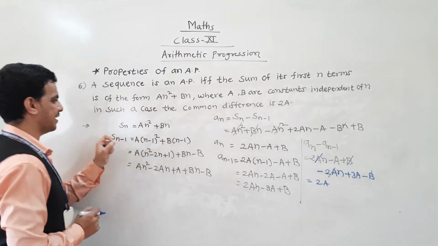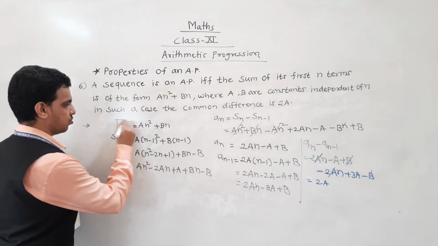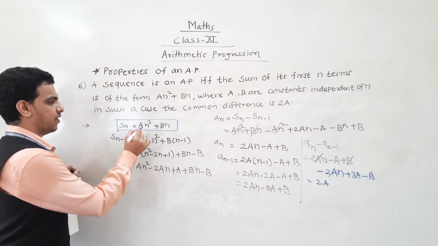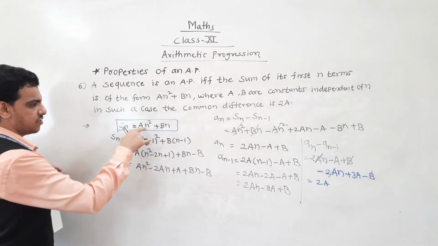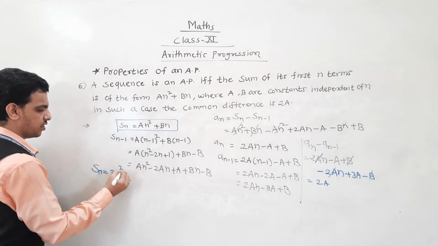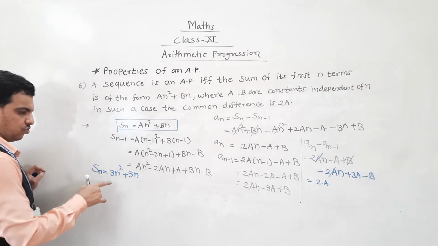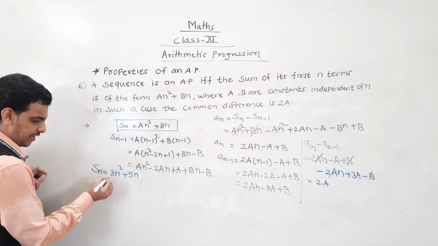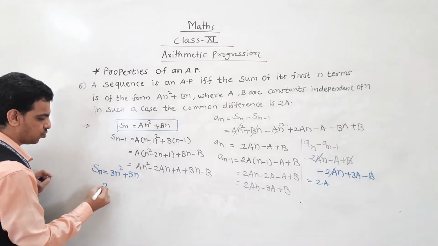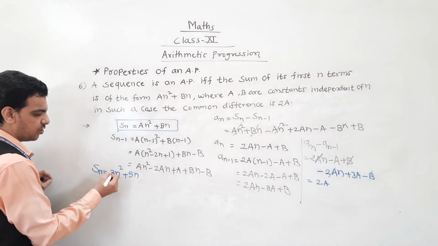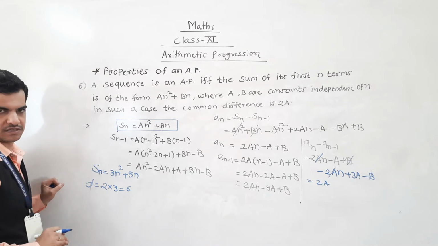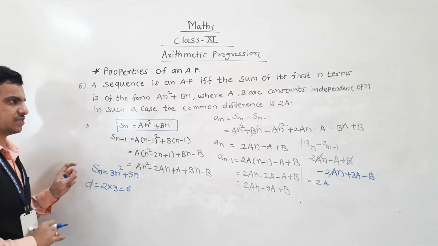So now you can use this result directly. If Sn is equal to an square plus bn, then the given sequence is an AP and the common difference is 2 into a, that is 2 into the coefficient of n square. Suppose Sn is given as 3n square plus 5n. Directly you can say that this sequence is an AP and the common difference is 2 into the coefficient of n square, so 2 into 3, 6. So the common difference is 6. So directly you can use this result.